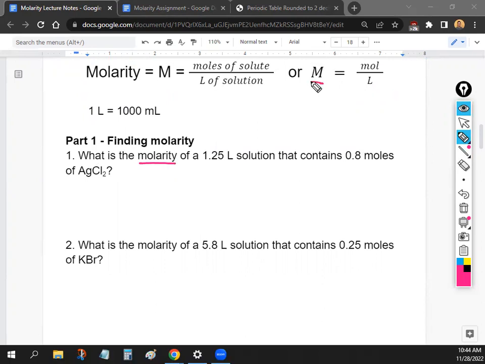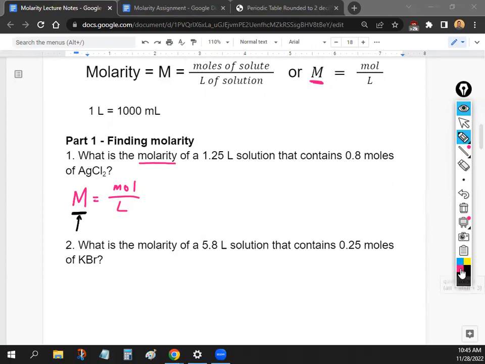Molarity is going to be this capital M. So we're going to be looking for capital M in this problem. Make sense? We're looking for capital M, and we know that capital M is equal to moles divided by liters. So if you can figure out how many moles there are and how many liters there are, you can find capital M. That's what we're looking for here.